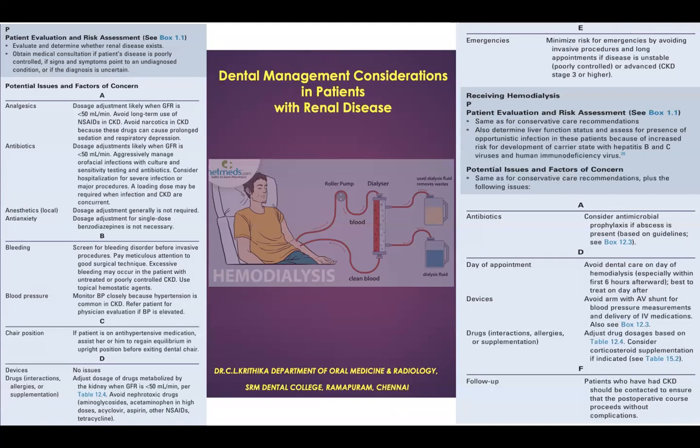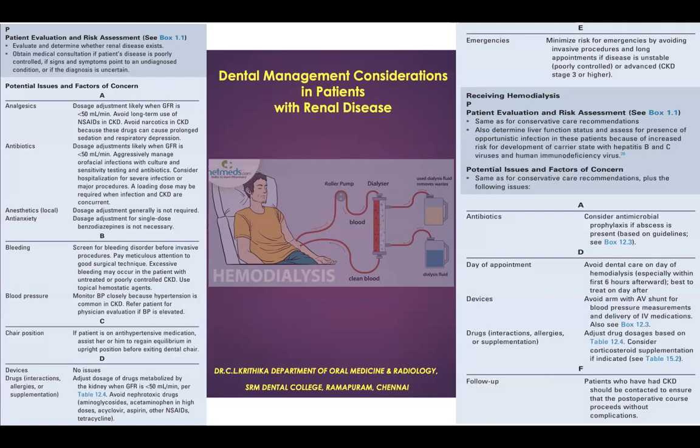Use topical hemostatic agents. Blood pressure. Monitor BP closely because hypertension is common in renal failure, and refer the patient for physical evaluation if the BP is elevated. Chair positioning. If the patient is on antihypertensive medication, assist him or her to regain equilibrium in upright position before exiting the dental chair. There are no issues with the use of any other device.